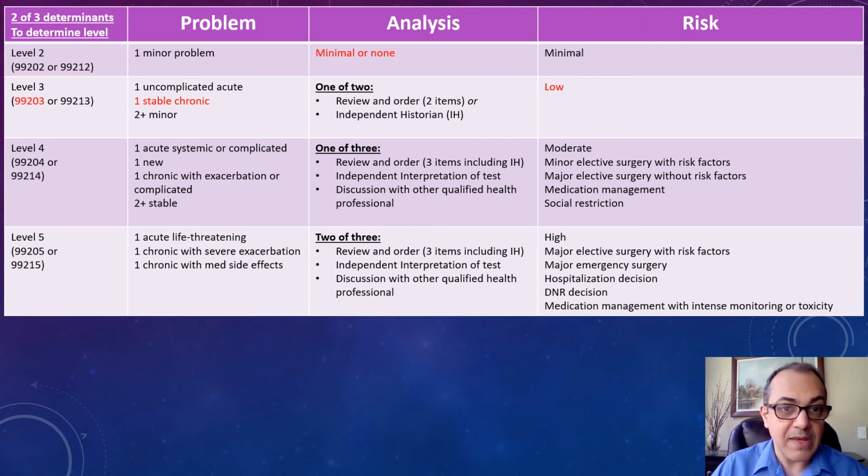So based on the medical decision making, and as we saw previously, we only need 2 of those 3 columns to be at a certain level to give you that level. In this case, it was level 3 of a problem and level 3 of a risk, which gives you 99203. So which one was higher? Was it the medical decision making or the time? It's the medical decision making. As we said, this is going to be the case with most cases that you see. So it was the medical decision making that gave you the higher code, and as a result, you need to document 99203.